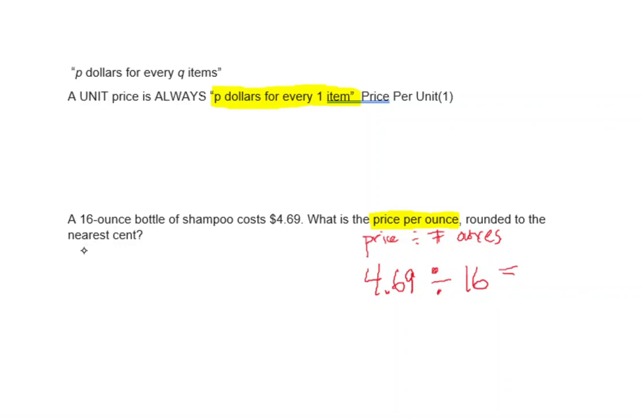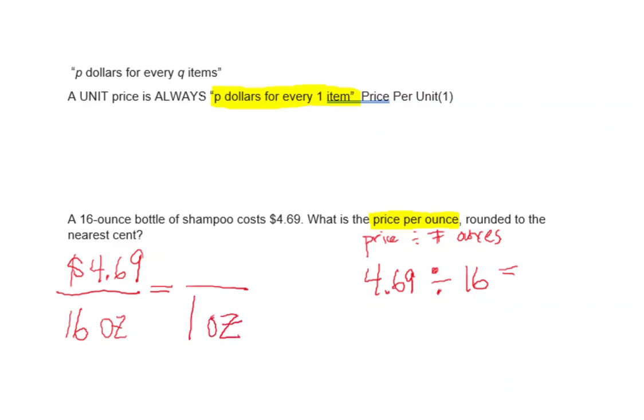Because if we write it as a ratio, we see that we have price, $4.69 for every 16 ounces. And what we're trying to come up with is an equivalent ratio, but we want it for just 1 ounce because you always want to compare the same.